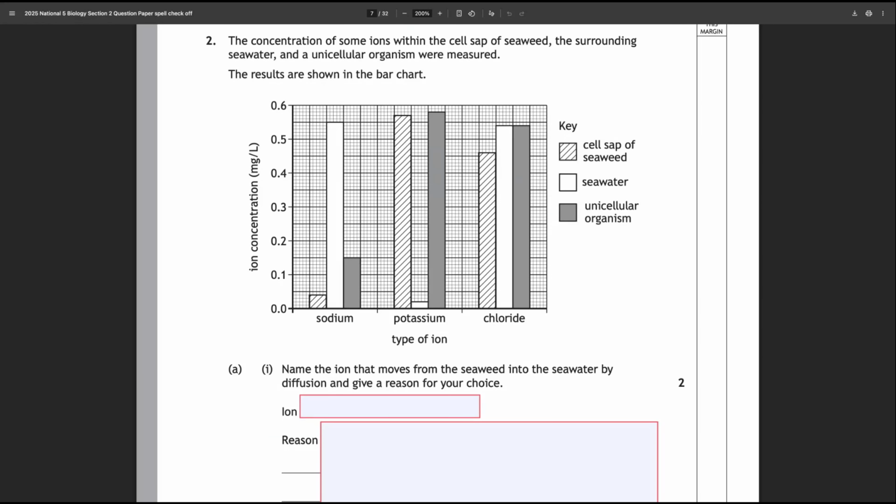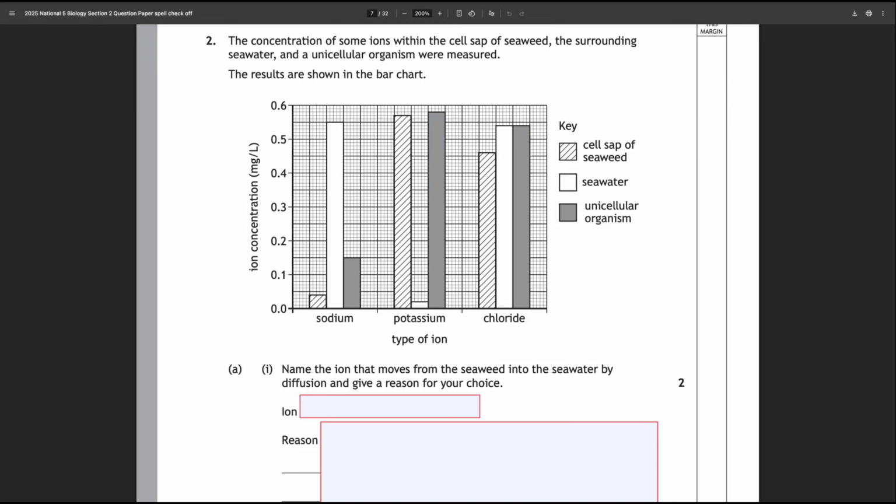So let's have a look at question 2 here then. The concentration of some ions within the cell sap of seaweed, the surrounding seawater, and a unicellular organism were measured. The results are shown in the bar chart. Okay, so we get three ions there, sodium, potassium, chloride. The striped bar there is the cell sap of the seaweed. The central white bar is the seawater, and the right-hand shaded bar is the unicellular organism.